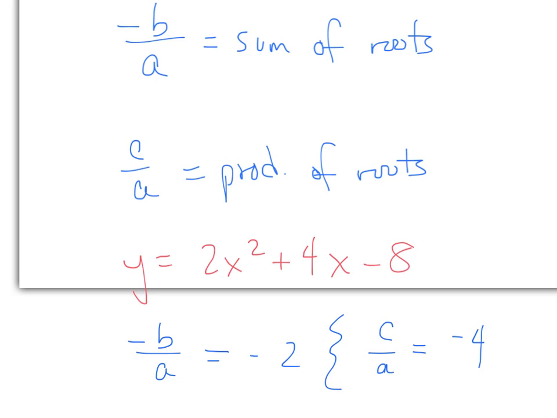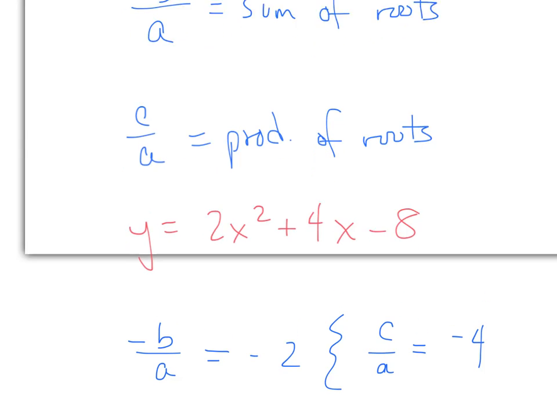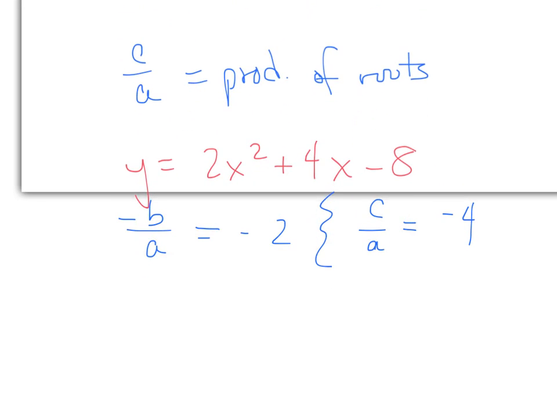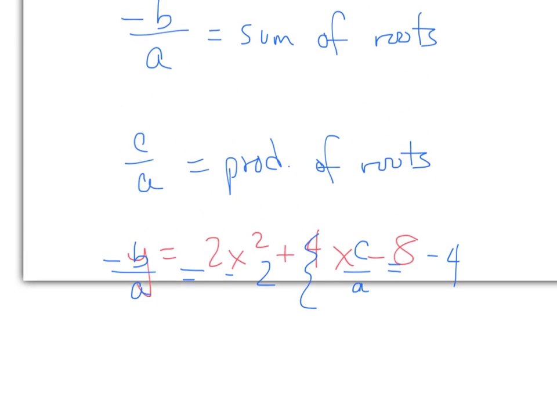Try and factor this. Tell me what you get. Or use your quadratic program real quick. Use your quadratic program. Make it even easier. Type in 2, 4, negative 8. We'll see more use of this in a minute, but I want you to start with that. Type in 2, 4, and negative 8.